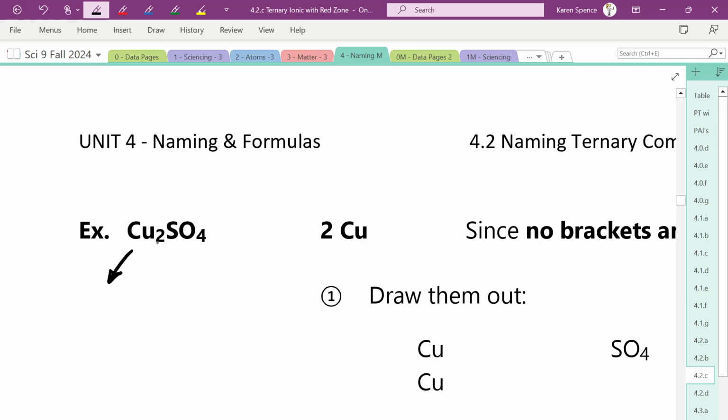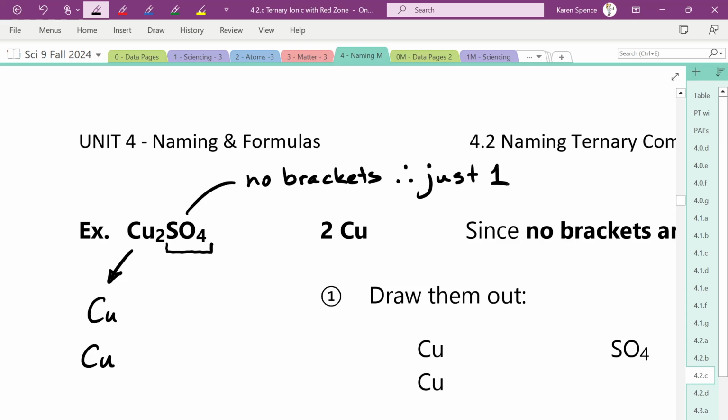How many coppers do we have? 2. 1, 2. Write them both out. How many anions do we have? Just 1, because there's no brackets. So we have just one SO4. So let's go look up the name and charge of SO4.